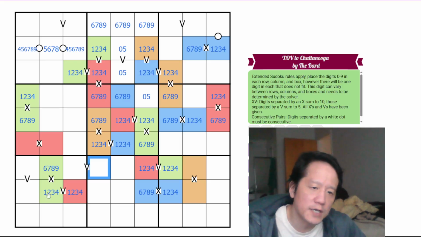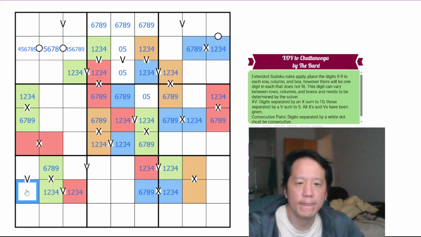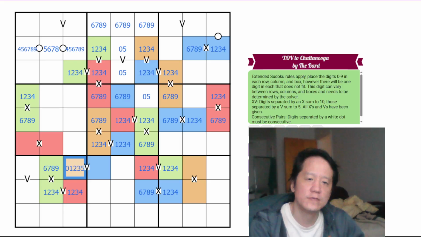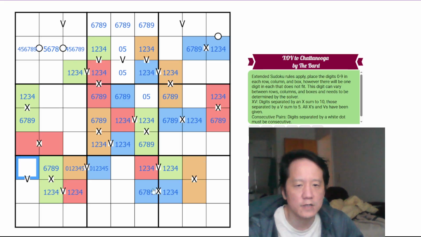So blue cannot be here. If this is blue-orange, this is blue and this is orange. Otherwise, it's 0, 5. If this is blue-orange, this is blue, and this is orange.